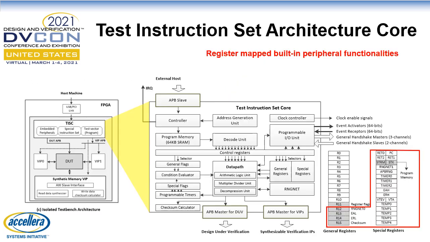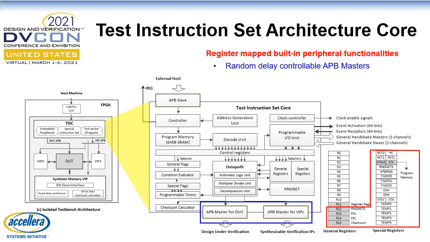To make test program implementation simple, TISC internally contains essential peripheral functionalities such as interrupt controller, timers, and so on. All of these functionalities are mapped to dedicated registers. TISC provides two APB masters, one for DUT and another for verification IPs. Delays between consecutive APB accesses could be controlled by setting dedicated special registers.